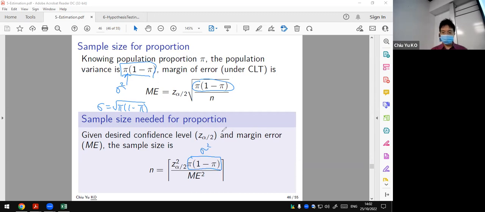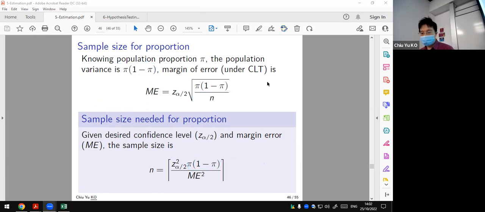So everything is the same. Remember the formula is n equals z squared times sigma squared over ME squared. Do note that there's no difference, because binary data is the same as normal, except that because it's binary, we can use this pi. Is that clear? Very soon you will see why this is a very useful one.